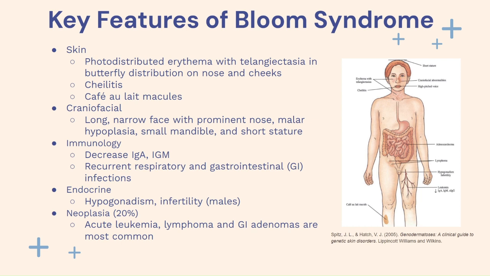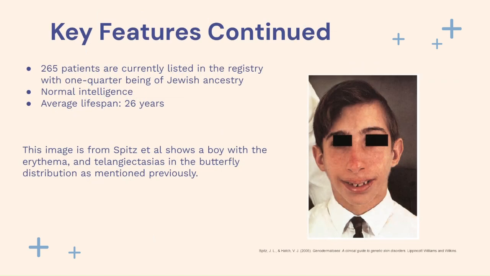You could also see, what's key for this one, decreased IgA and IgM, recurrent respiratory and GI infections, and that's due to the IgA decrease. IgA is the mucosal antibodies. So those are mucosal membranes, and you're not protecting them as well. Neoplasia is also noted in this disorder at a low rate, but still positive and still prominent. Hypogonadism and infertility is also noted.